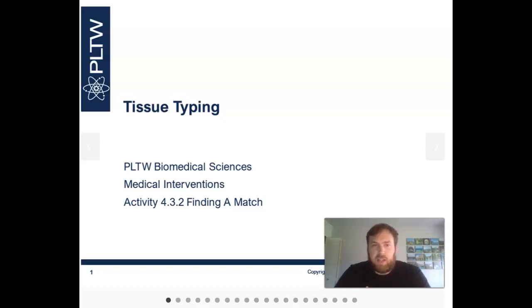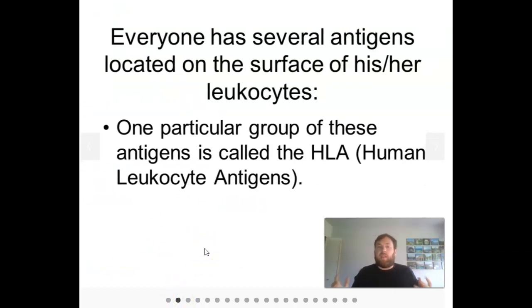In the last activity, you looked at blood typing as a way for individuals to give blood to one another and hopefully be able to infer that they can give organs to one another. But I'm here to tell you it's a little bit more complicated than that because of the way that our leukocytes are formed. Everyone has several antigens on the surface of his or her leukocytes, meaning that those little white blood cells have these little tiny markers on the outside of them, and they have several different kinds. And of course, they're all different depending on who's who.